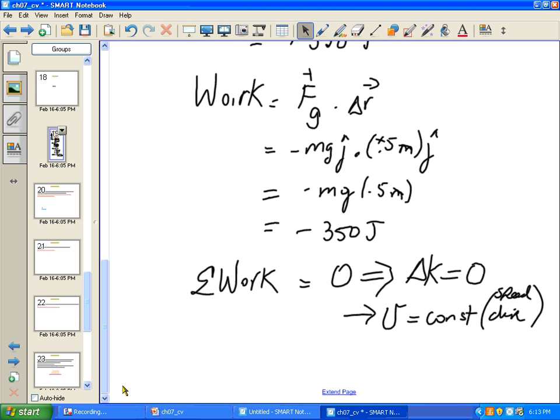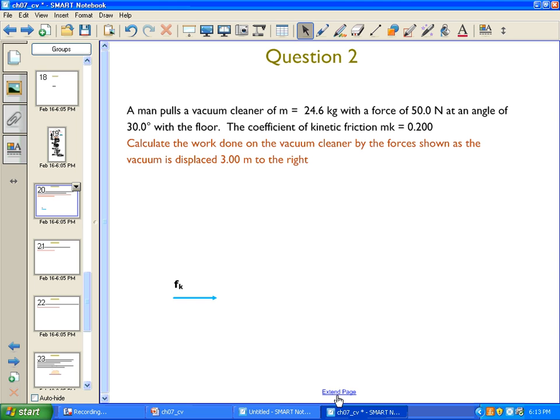So, in other words, for work to be done, there has to be a force applied to an object as it is being displaced. Okay, next problem.